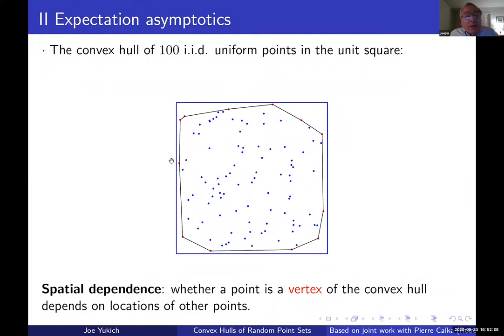Here's the convex hull of 100 I.I.D. uniform points in the square. Again, there are spatial dependencies here that are quite clear. Imagine that there would be the 101st point close to this lower left-hand corner. If that were the case, then these two red points here would no longer be vertices of the convex hull. Instead, there would be a long edge between the point near this lower left corner and this point here, and another long edge between this 101st point and that point there.